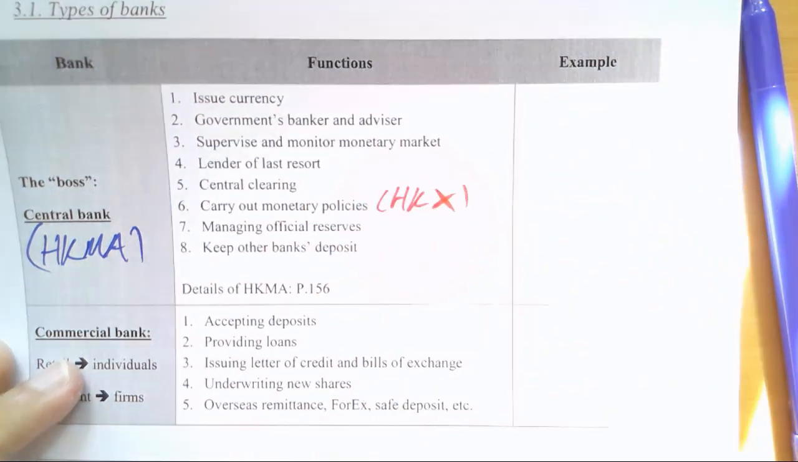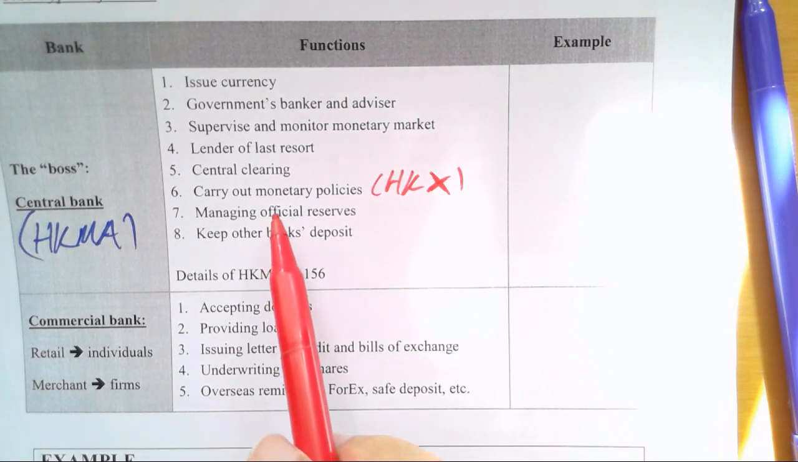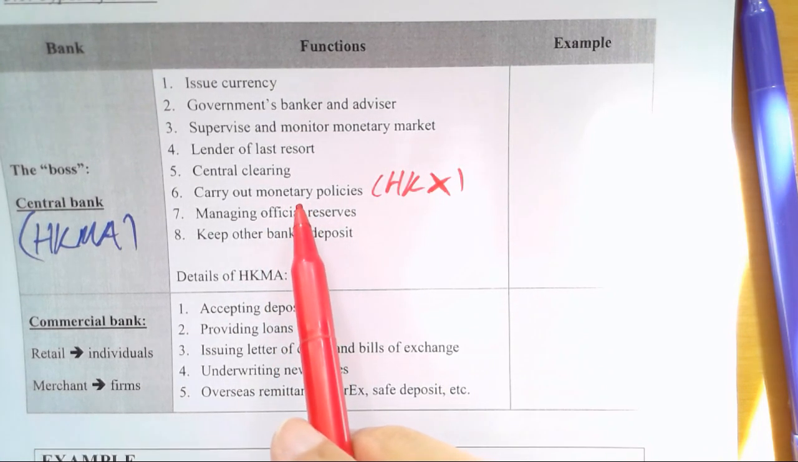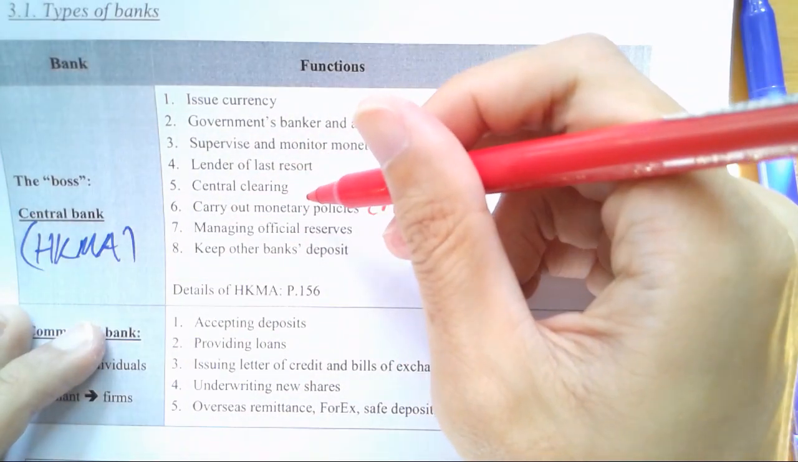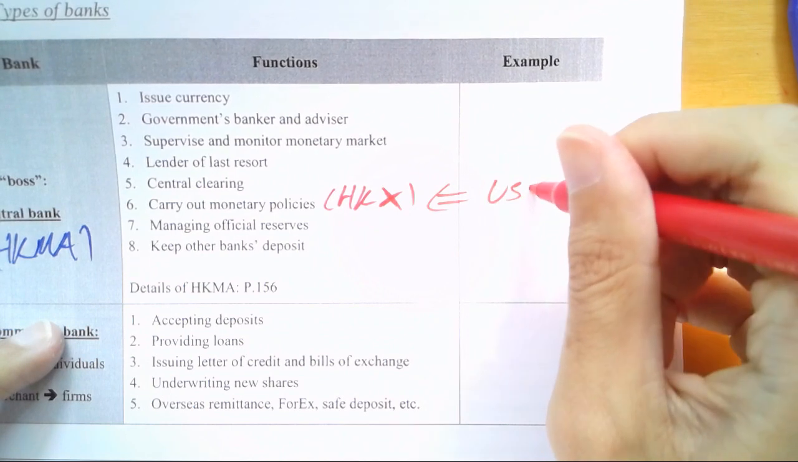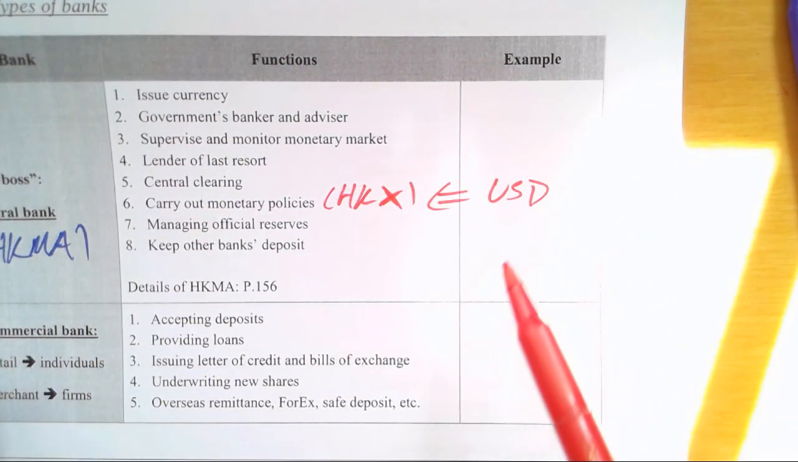Now, mainly due to the fact that we are under a linked exchange rate system. 我哋係聯繫匯率制度啊，得唔得？ We are being hindered in Hong Kong. We are being hindered by USD. We need to follow suit. We cannot have our own monetary policy. But again, let's learn it in Form 6.